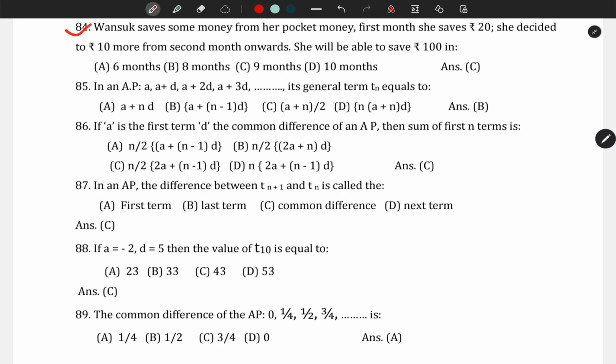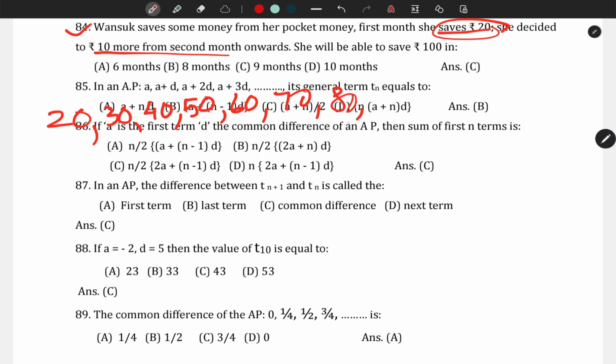Question 84: Sukanya saves some money from her pocket money. The first month she saves rupees 20. She decided to save rupees 10 more from the second month onwards. She will be able to save rupees 100 in which month? Okay, first month she is saving 20, so let's write 20. Next month she will save 10 rupees more, so 10 more than 20 is 30. Then next month she will add 10 rupees more, so from 30 it becomes 40. Then next month she will be saving 50, then 60, then 70, then 80, then 90, and then 100 will come here. So she's saving rupees 100 in which month?